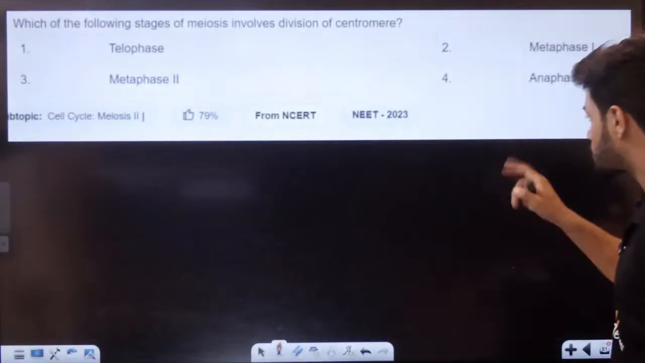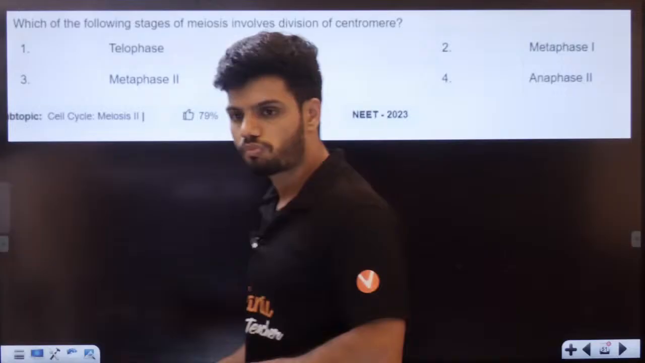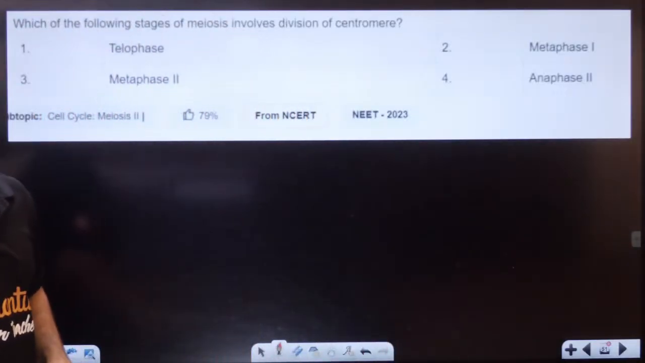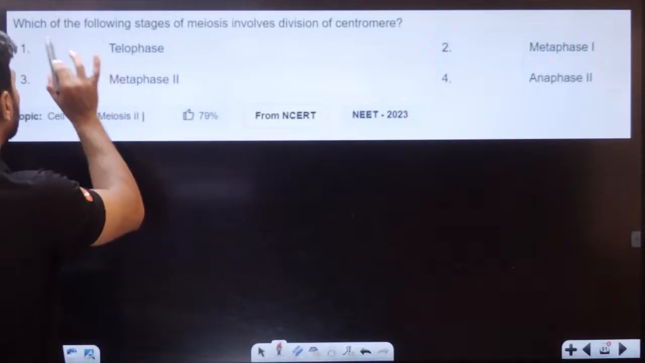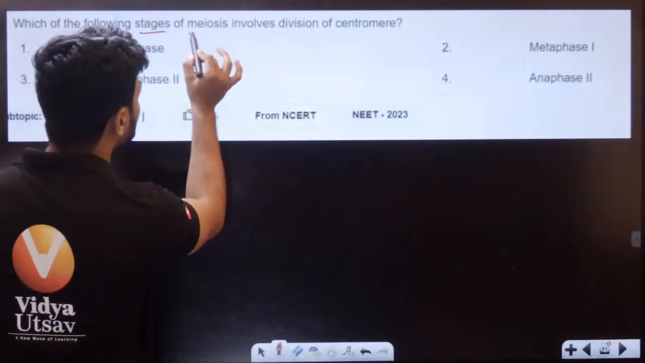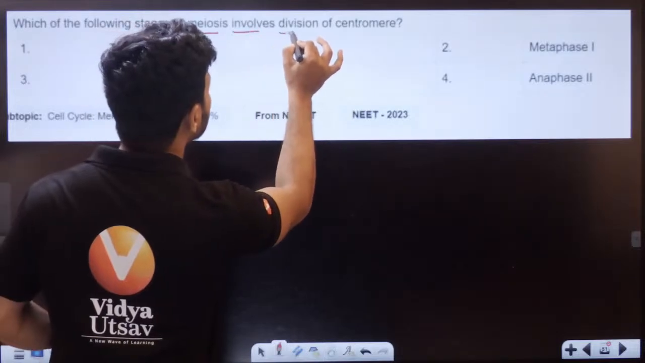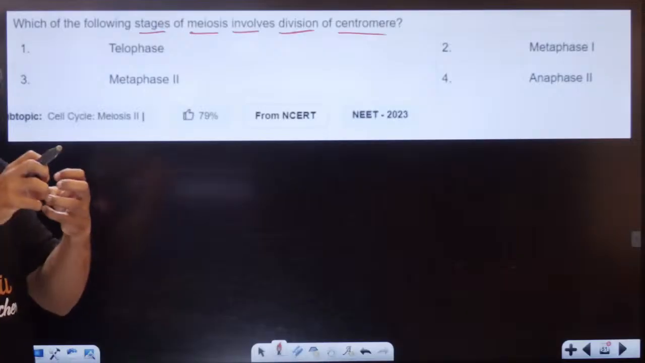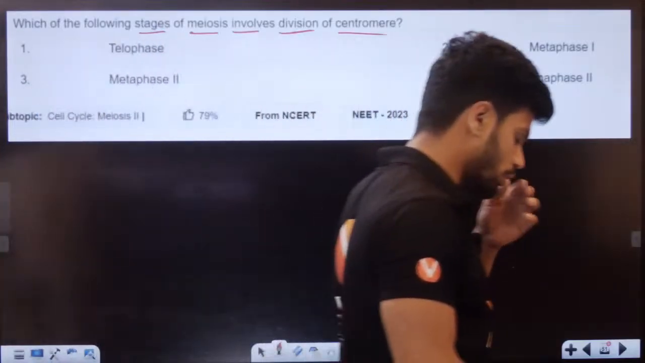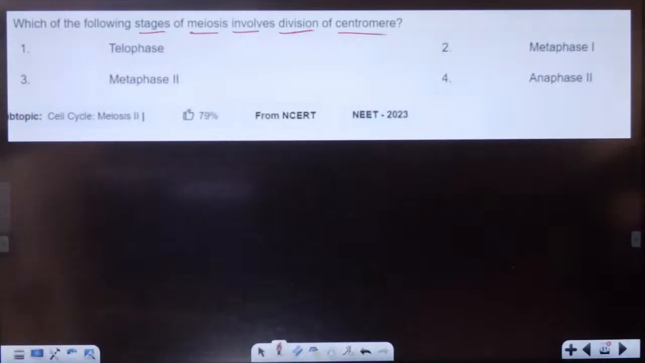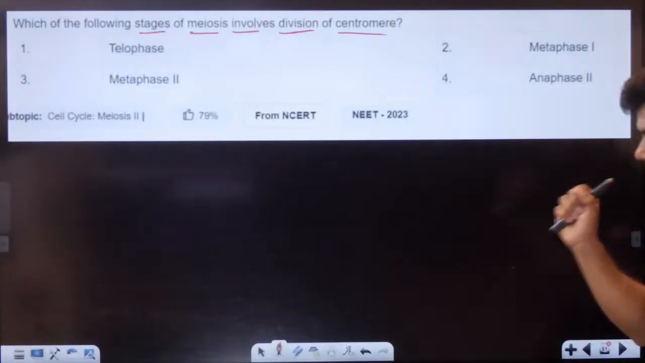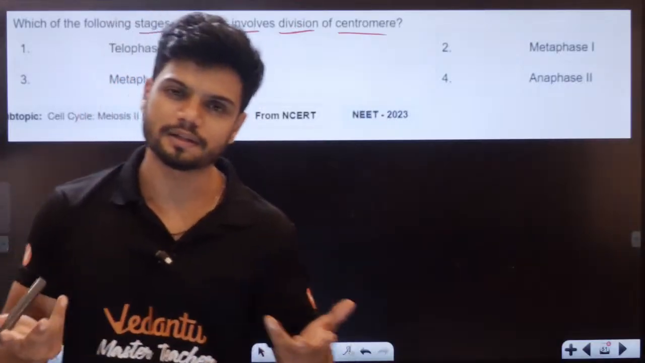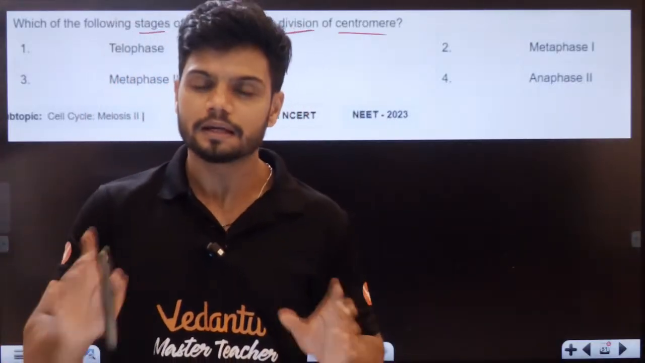Now, students, look at this question. Very good question on the board. See this. Which of the following stages of meiosis involves the division of centromere? Centromere gets separated in which particular meiosis? If you have attended my class on meiosis, you can tell this answer. If you have not attended my class, you cannot tell this answer. Very simple as that. Now, let me explain, students.